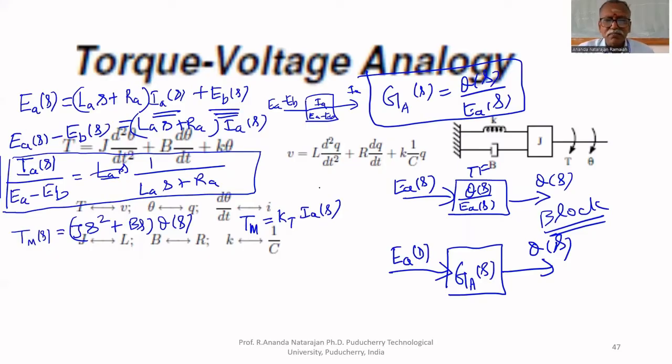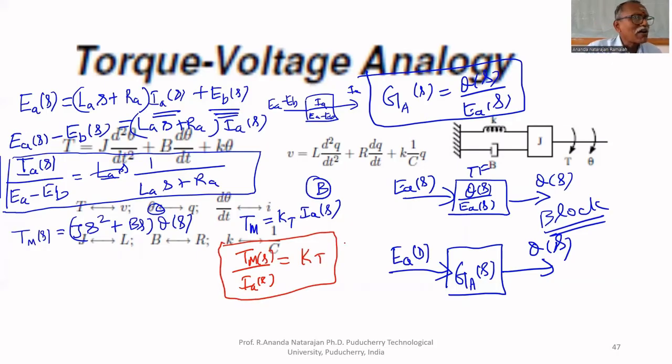So what is the transfer function? This is the equation B, this is C. So first let us see C. The input is IA, output is TM. TM of S upon IA of S equal to KT. This is another equation, another block diagram. KT is the transfer function. Input is IA, output is TM. This can also be represented in block diagram.